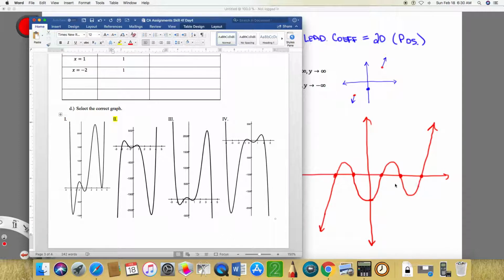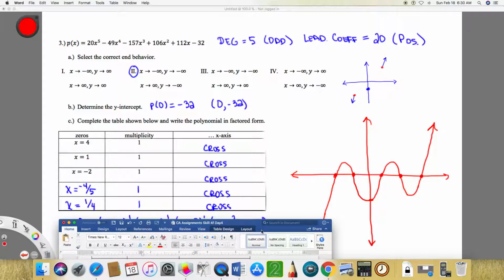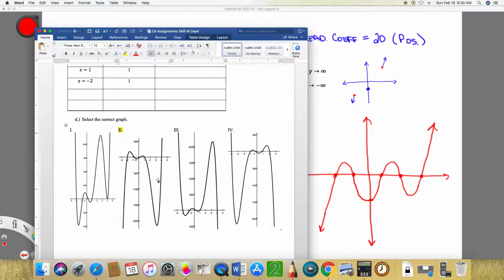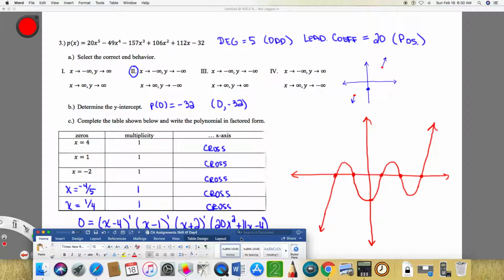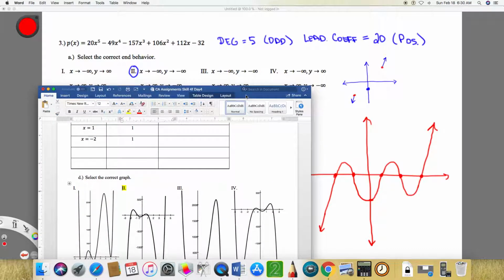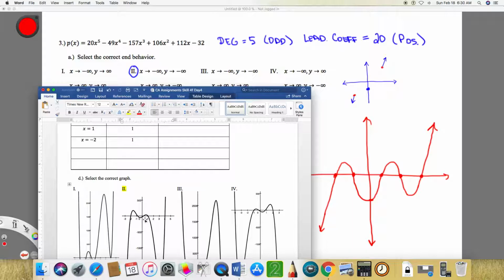It's what we're expecting. And if we look at the numbers, the -2, what was it? -1/4. No, -4/5. So -2, something real close to -1. And then 1. We've got a 1/4, a 1, and a 4. Yes, it's definitely choice 2.